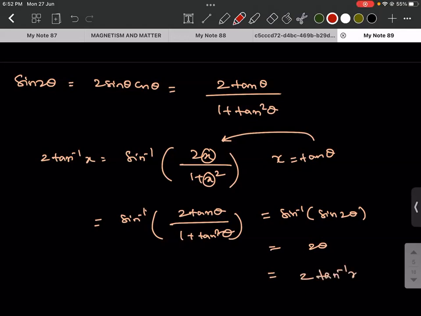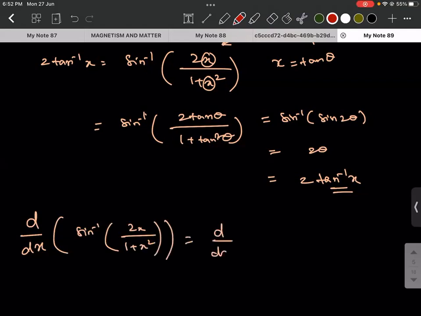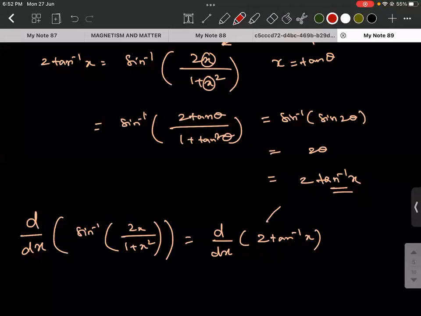So when you do differentiation, d by dx of sin inverse of 2x by 1 plus x square will give the same result as d by dx of 2 tan inverse x. Tell me which side is easy to solve. Obviously, the right hand side, right? So this is what we call substitution. Right?